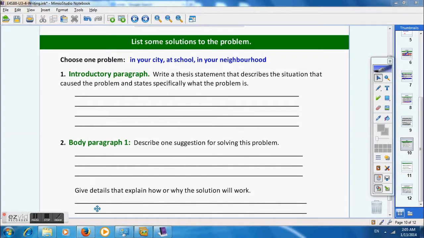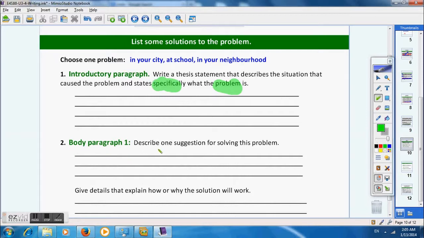Now get yourself prepared for writing. So here, list some solutions to the problem. Choose one problem, maybe in your city, at school, or in your neighborhood. Then for the introductory paragraph, you write a thesis statement that describes the situation that caused the problem, and state specifically what the problem is. Be specific.